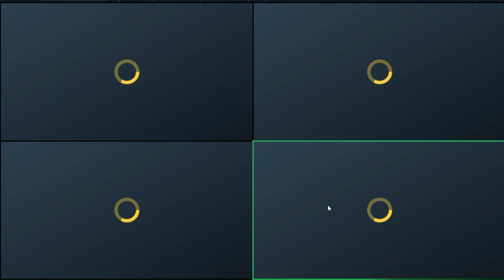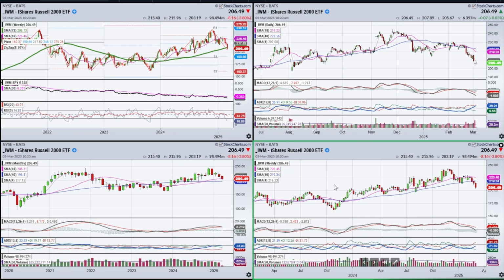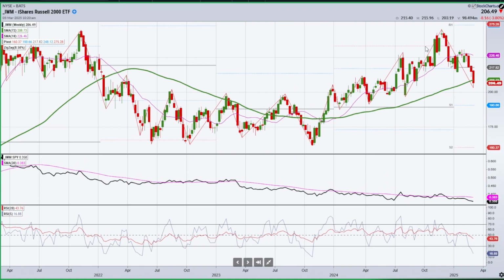All right. Now let's take a look at the IWM, because this has deteriorated a lot more. We've seen a lot more deterioration, and it looks like we're breaking the 18-month, and the relative strength versus the S&P has gone to a new low. This really isn't what we're looking for.